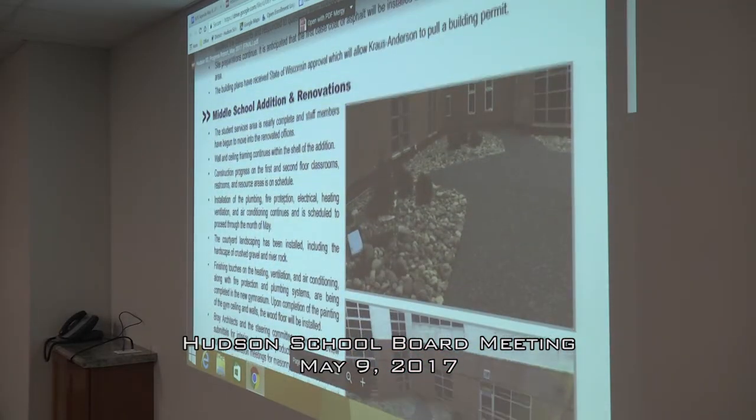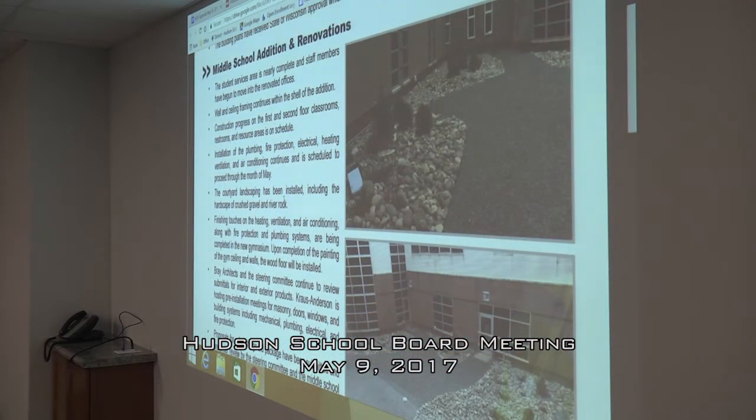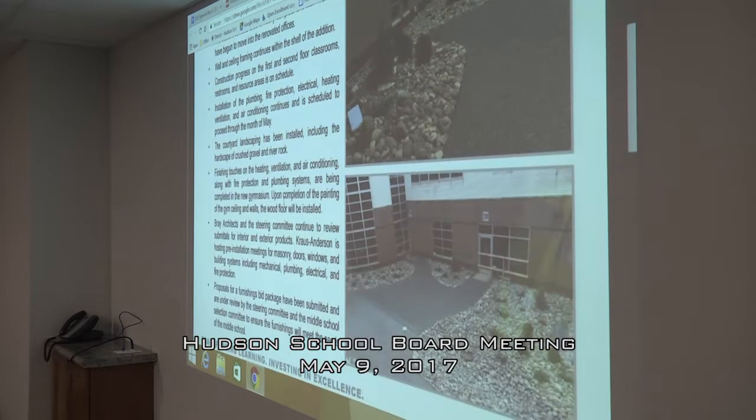Up on the screen now, we have the middle school project. The middle school project is coming in on time. What you see in those two pictures is the courtyard that was created between the existing media center and the new addition. It's turned out very, very nicely. It's low maintenance.